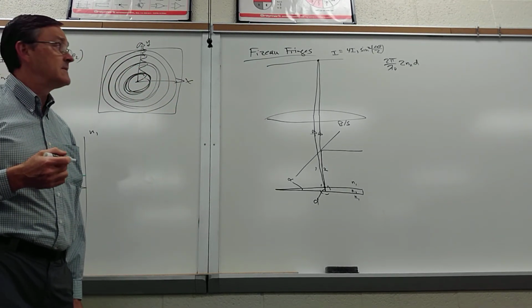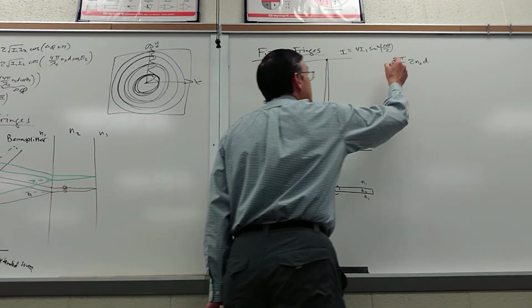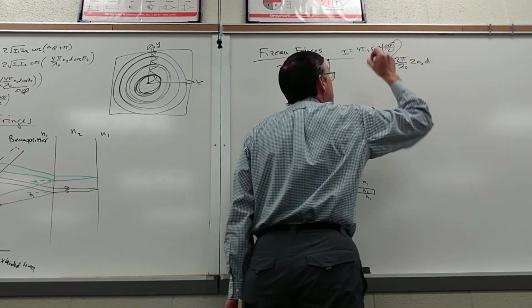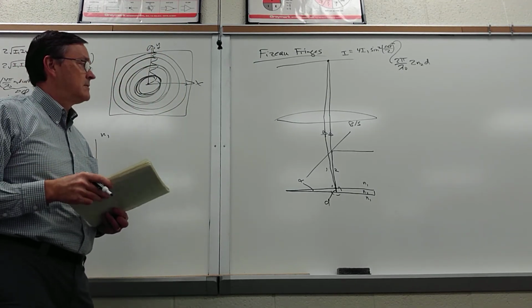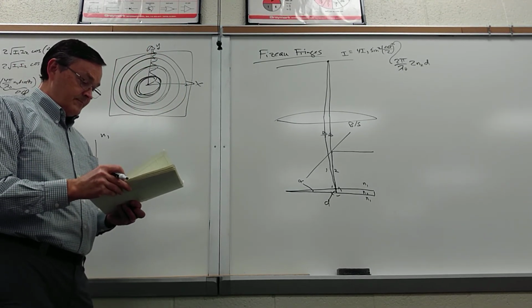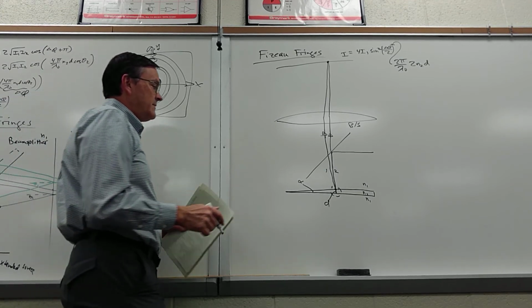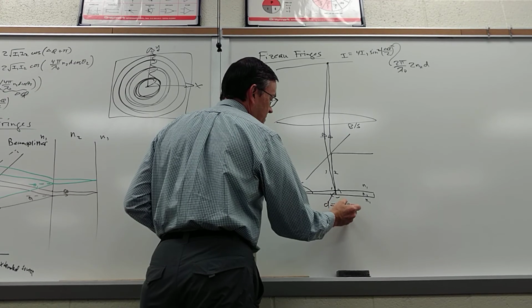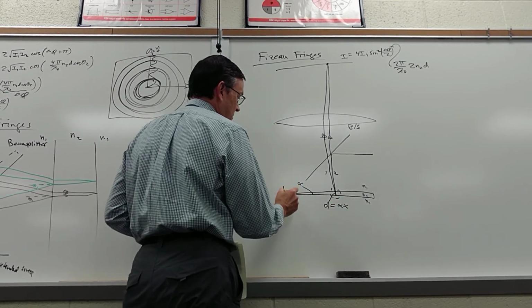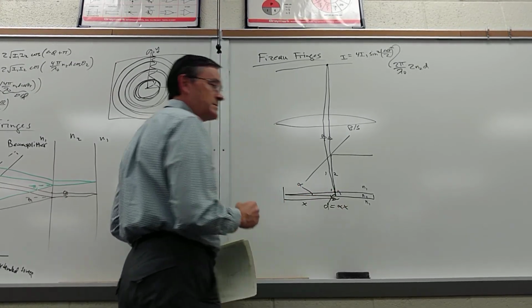So that second term is delta phi, right? And then if this truly is a wedge, then d is basically alpha times x, where this distance is x.